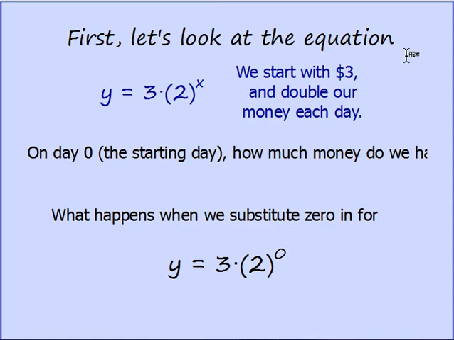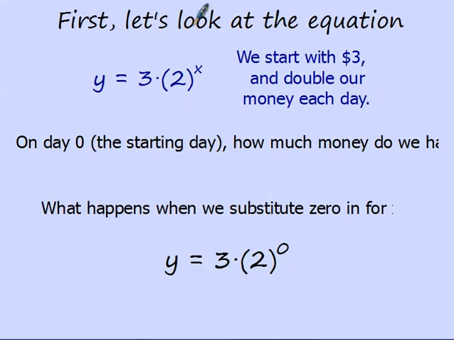So first, let's look at the equation that relates to starting with $3 and doubling our money each day. Again, we have y as our ending value, or our total, equals 3, which is our beginning value. 2 is what's happening each time, we're doubling our money. And again, x is how many time periods have passed.